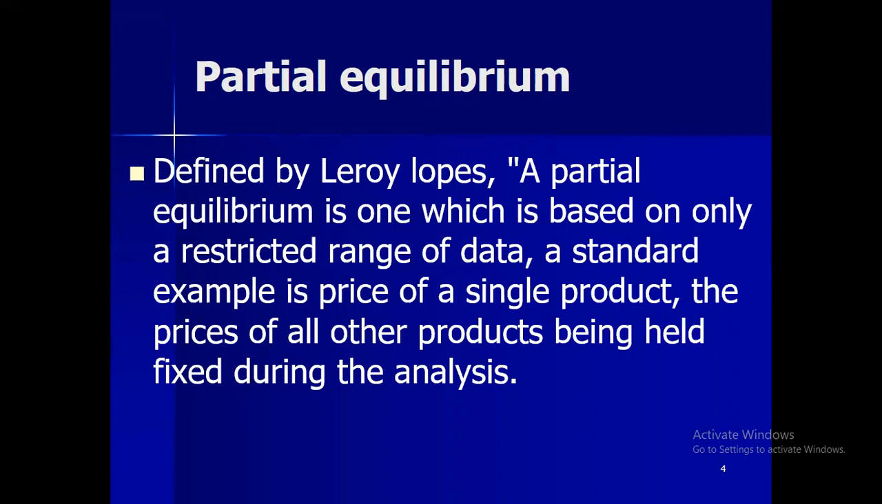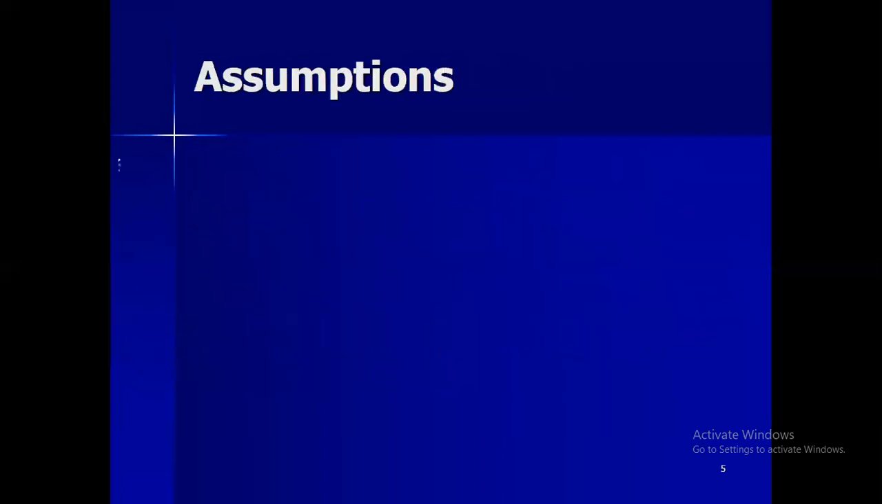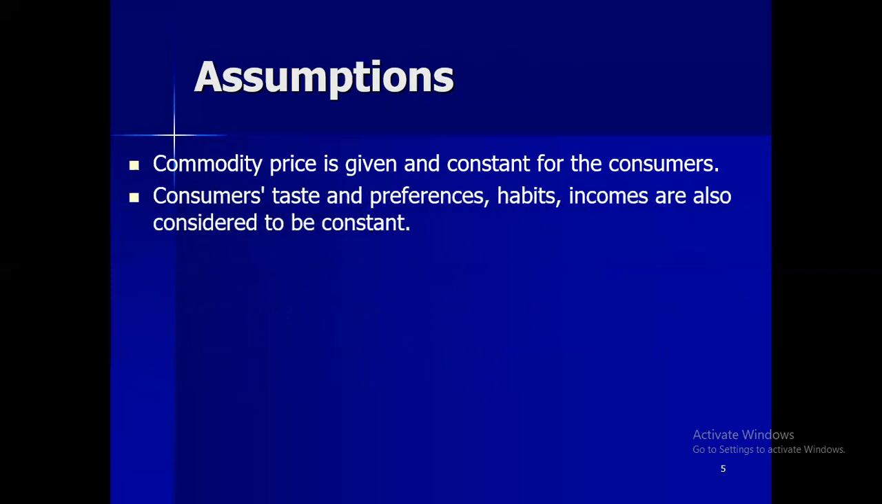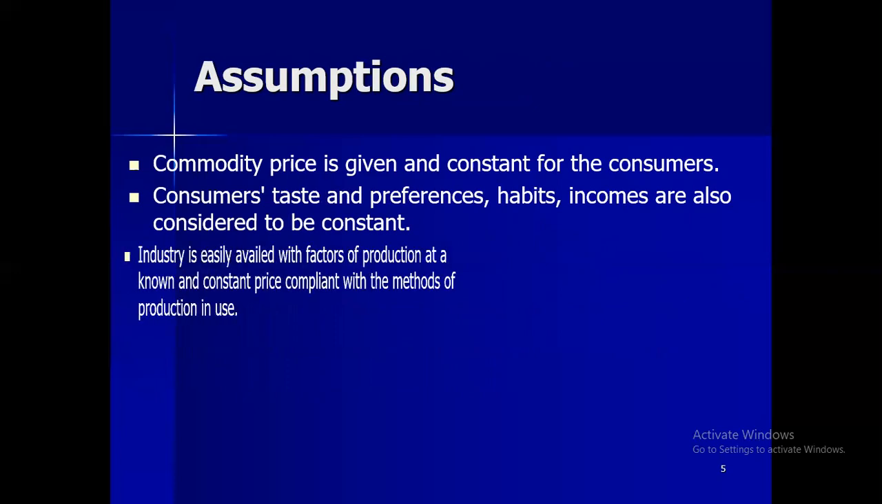So we are keeping other markets constant, and we will discuss only one market for the time being. If we discuss only one market, then it falls in partial equilibrium analysis. The assumption of this analysis is that commodities are given and constant for the consumers. Consumers' tastes, preferences, habits, and incomes are also considered constant.